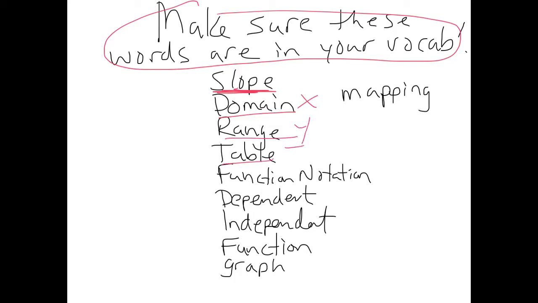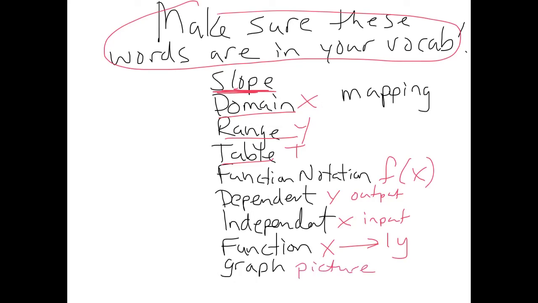You need to know that a table is a t-chart. You need to know that function notation deals with f of x. Dependent is y, and dependent is also your output. Independent is your x, and that's your input. You need to know that a function is a relation where it's a one-to-one situation, where every x goes with exactly one y. And then a graph is a picture on a coordinate plane. Okay, make sure you're ready for your test.